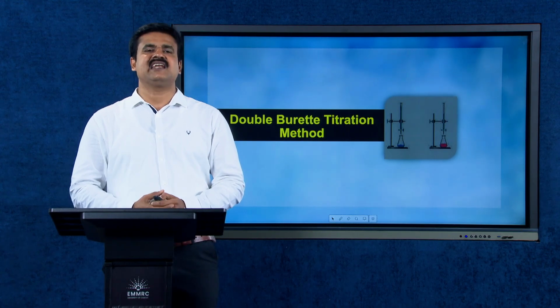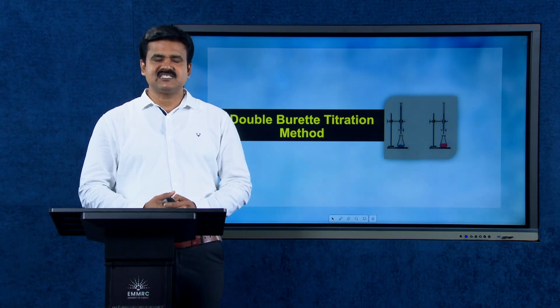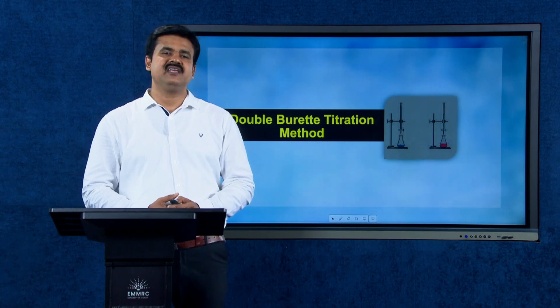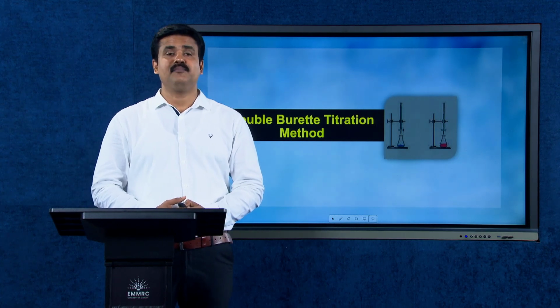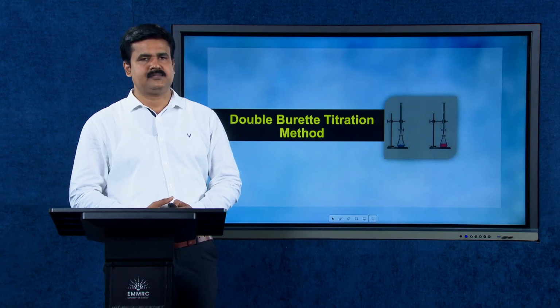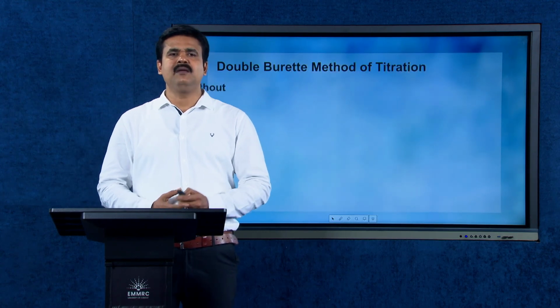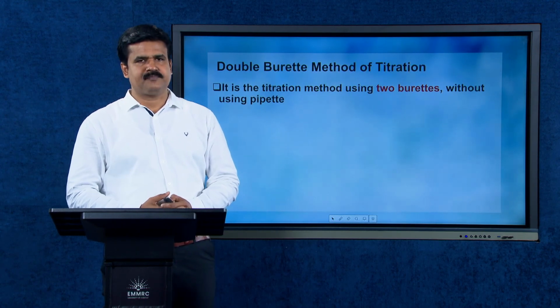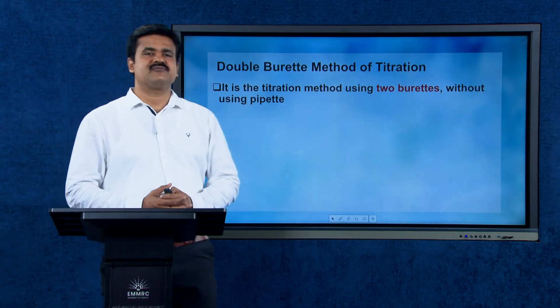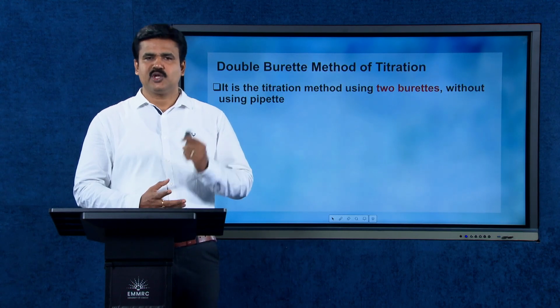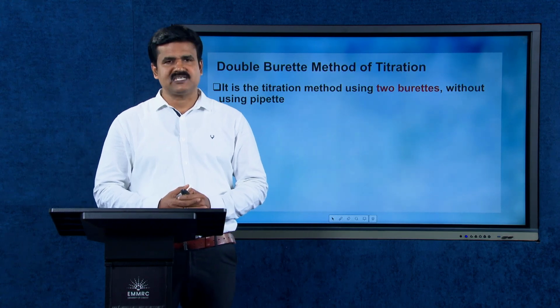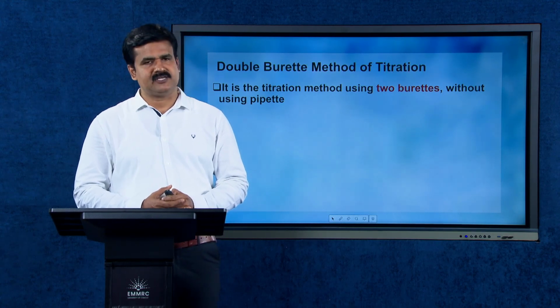Now, as a last part of the discussion, in this module we are focusing on a very important titration method, that is nothing but the double burette titration method. The double burette method of titration is a titration method using two burettes without using a pipette.